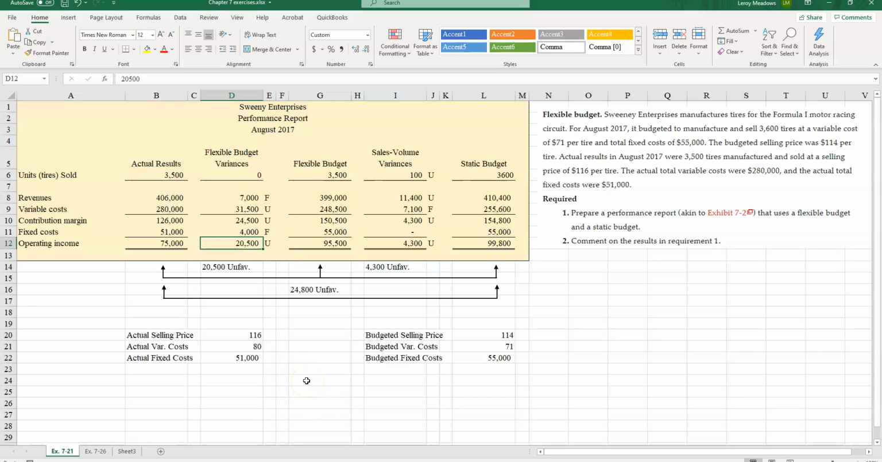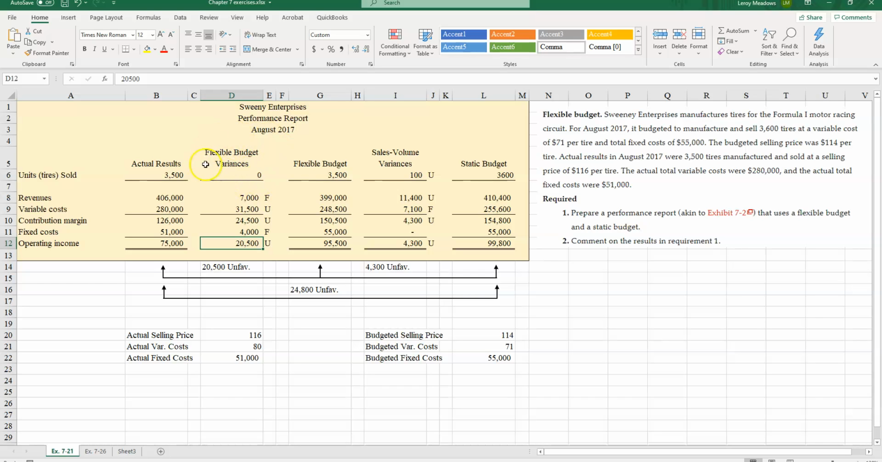Now remember, the sales volume variance arises solely because of the change in sales volume between our static budget, what we budgeted to sell, and the number of units we actually sold. And we know that it's only based on sales volume because the flexible budget and the static budget are all based on the budgeted selling price per unit, budgeted variable cost per unit, and our budgeted total fixed cost. So the only thing that changes is the actual number of units sold. So that is the cause of our sales volume variance. It's only because of a change in sales volume.